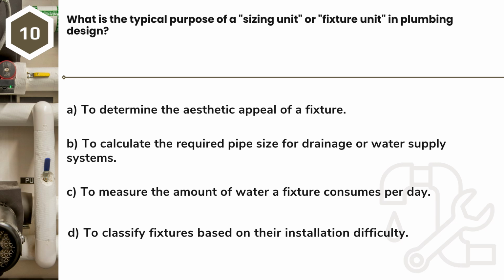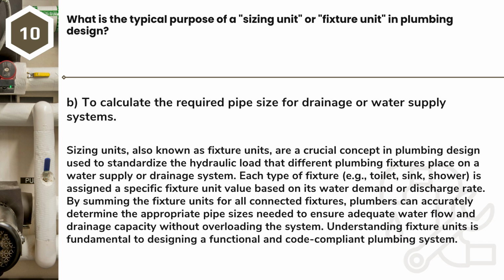Question 10. What is the typical purpose of a sizing unit or fixture unit in plumbing design? A. To determine the aesthetic appeal of a fixture. B. To calculate the required pipe size for drainage or water supply systems. C. To measure the amount of water a fixture consumes per day. D. To classify fixtures based on their installation difficulty. Answer: B. To calculate the required pipe size for drainage or water supply systems.